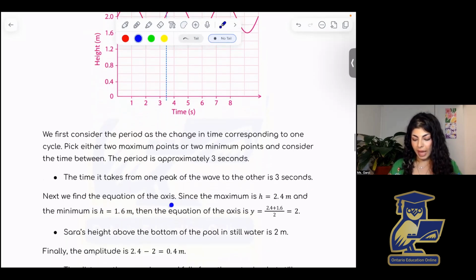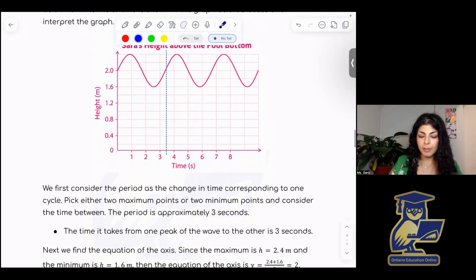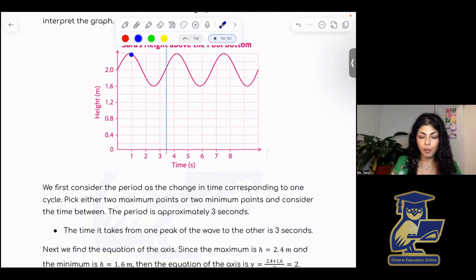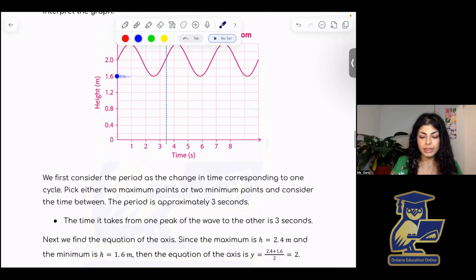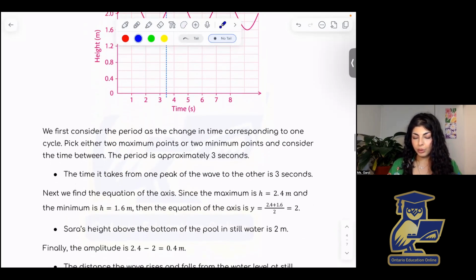Next is the equation of the axis. So here we see that the maximum occurs at 2.4 meters and the minimum is 1.6 meters. So the equation of the axis will be the average of those two values. So y is equal to (2.4 + 1.6) divided by 2, which is equal to 2 meters. And the interpretation of that is Sarah's height above the bottom of the pool in still water is 2 meters.